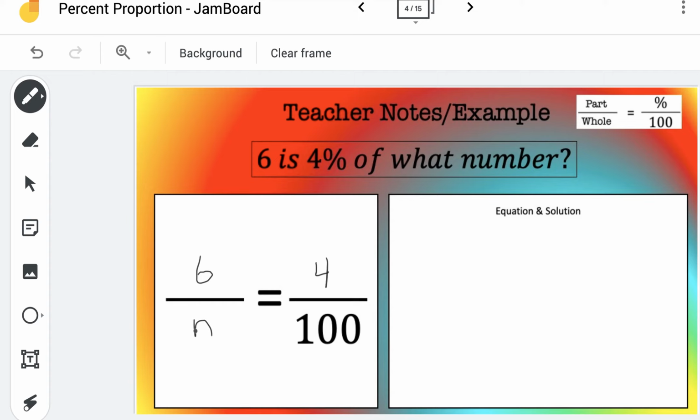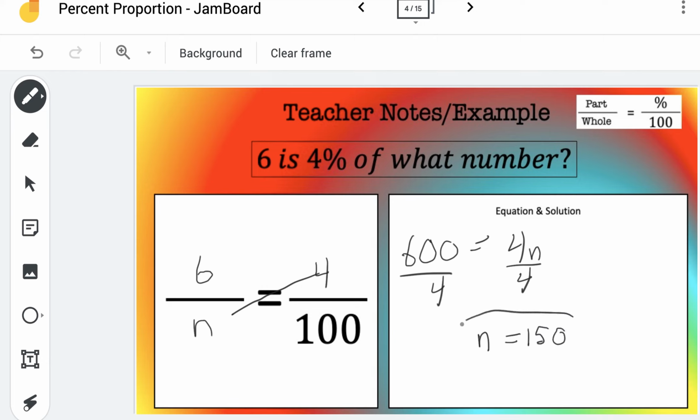Okay. So now to write the equation, remember the cross products are going to be equal. So 6 times 100 is 600. And that's going to equal 4 times n, which is 4n. And then to solve the equation, we're going to divide both sides by 4. And 600 divided by 4 is 150. So that is our answer. So 6 is 4% of 150.